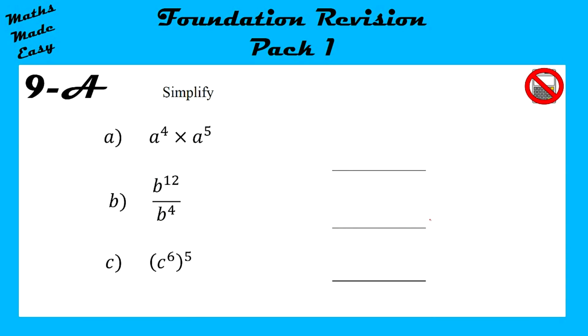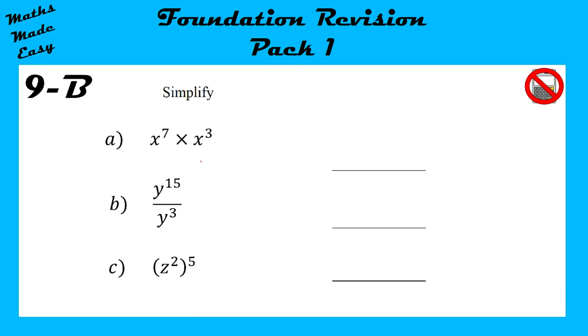Question 9a. So when I multiply these two powers together, I'm going to get a, the base number will stay the same, to the power of 9. When I divide these two, I'm going to end up with b to the power of 8. And when I expand c to the power 6 to the power of 5, I'm going to end up with c to the power of 30.